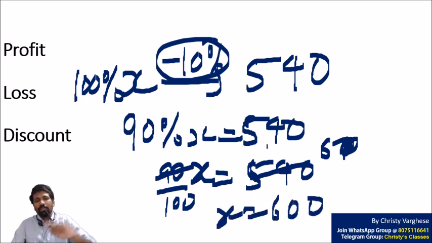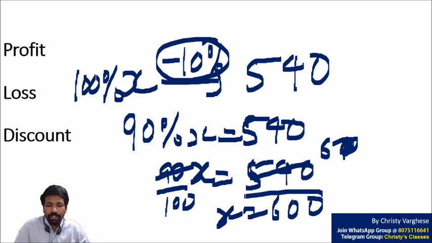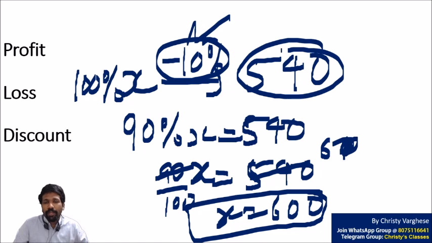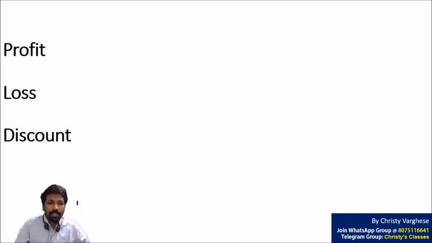Otherwise, if answer options are there, you can just substitute the value of X there. Substitute the value means if there is an option 600, if you substitute X as 600, 10% is reduced, are you getting 540? You have to check. You are getting it. So 600 is the answer. If it was 700, 10% of 700 is 70. 70 subtracted is not 540. That way you can think. So that is the logical way of thinking.